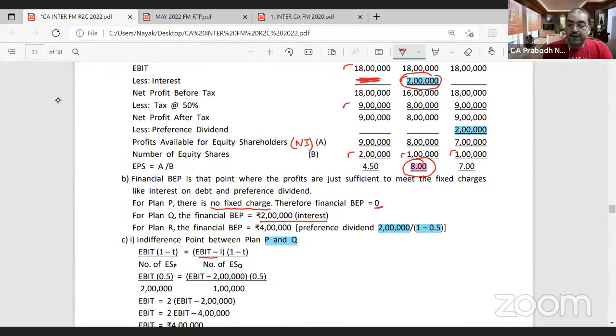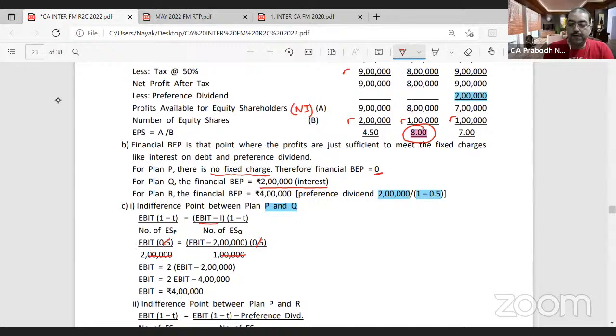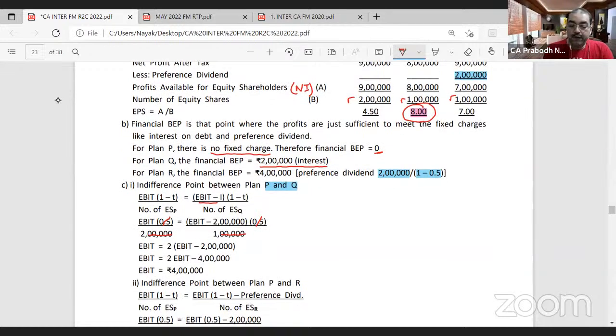EBIT into 1 minus T, 1 minus 0.5 is 0.5. EBIT minus interest, 18 lakhs minus interest, or whatever it is. EBIT minus 2 lakhs into 1 minus T is 0.5. So this 0.5 and 0.5 will cancel. So it is EBIT upon 2 is equal to EBIT minus 2 lakhs upon 1. Cross multiply this. So EBIT is equal to 2 times EBIT minus 2 lakhs. Open out the brackets, EBIT is equal to 2 times EBIT minus 4 lakhs. 2 times EBIT minus EBIT is EBIT equals 4 lakhs. So for the first two plans, P and Q, this is the indifference point between P and Q.